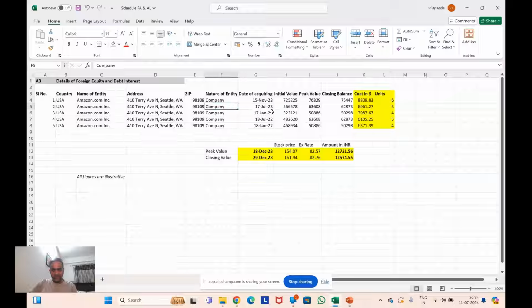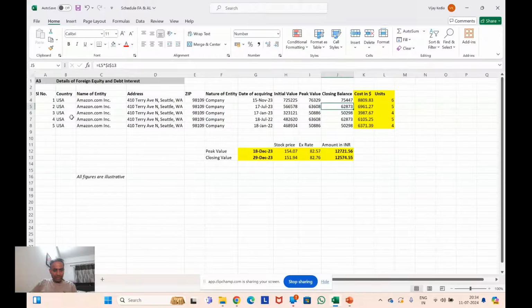Even for the next vesting, you can put the date of acquiring, then the initial value. Again, you need to take the cost from your broker account and multiply it with your exchange rate on that date. Peak value will remain the same. You just need to multiply it by the number of shares. Again, the closing value will remain the same. You need to multiply it by the number of shares. So this way you can make all the entries here.